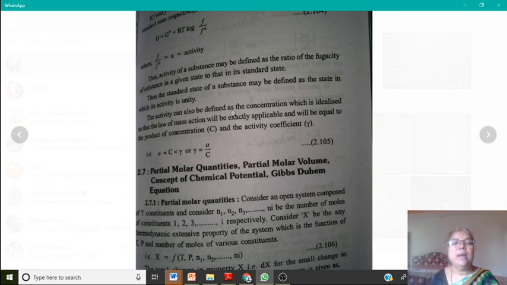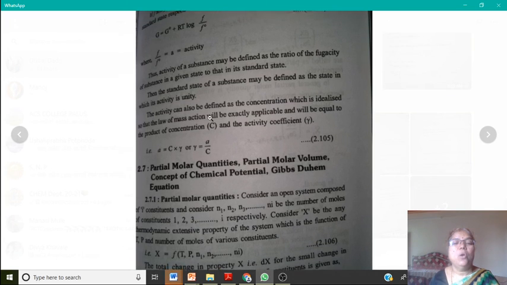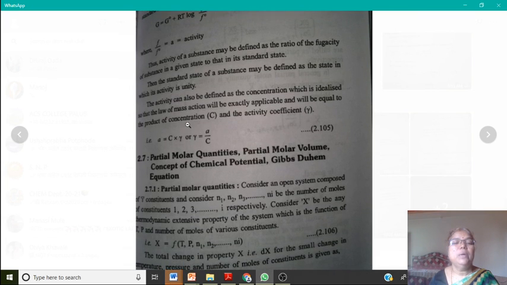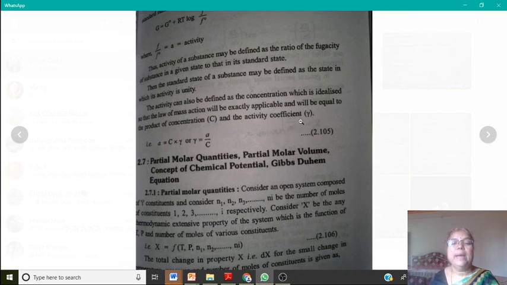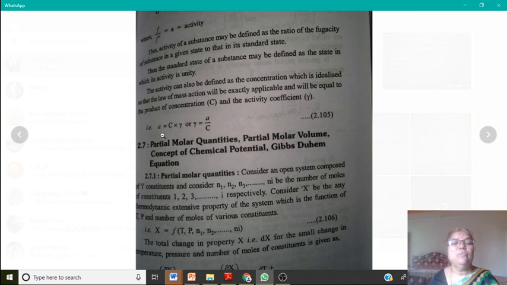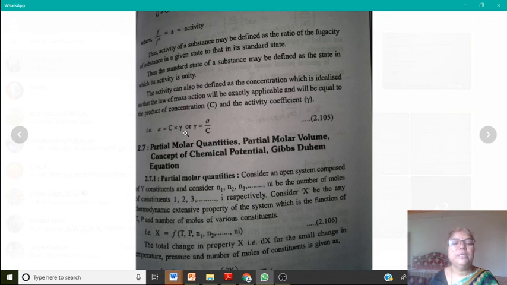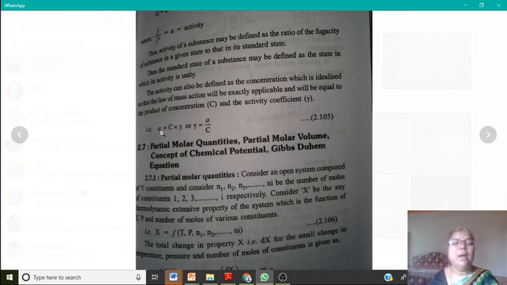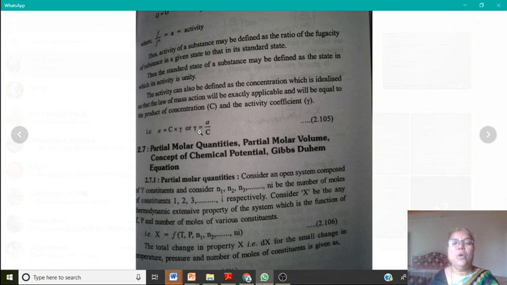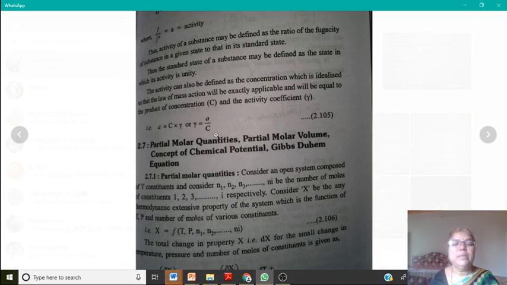Therefore, the activity can also be defined as the concentration which is idealized so that the law of mass action will be exactly applicable, and it is equal to the product of concentration C and activity coefficient gamma. So, we have the equation for activity: a equals C into gamma. This product gives the activity, or we can write the activity coefficient gamma equals activity divided by concentration.